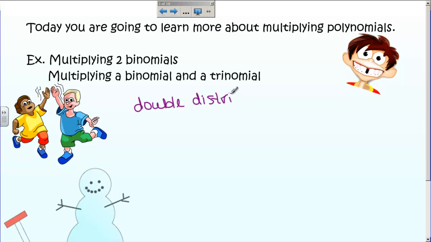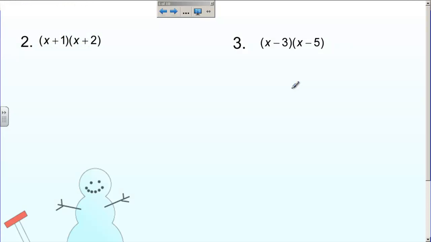Yesterday, or today in class, all we did was the distributive property. You distributed one time and got your answer. Now we're going to do the double distributive property because we're going to distribute twice. We will have two things that have to be distributed, like this first example, x plus 1 times x plus 2.